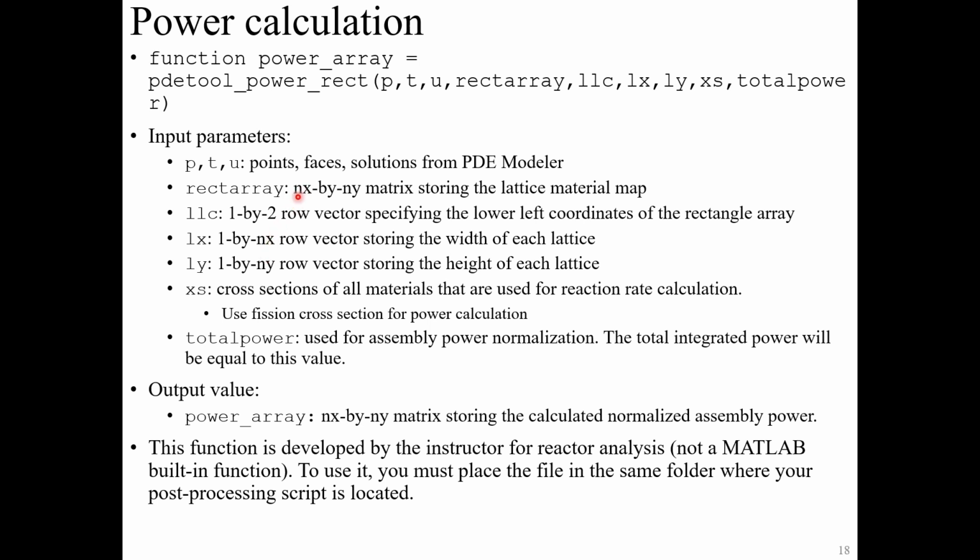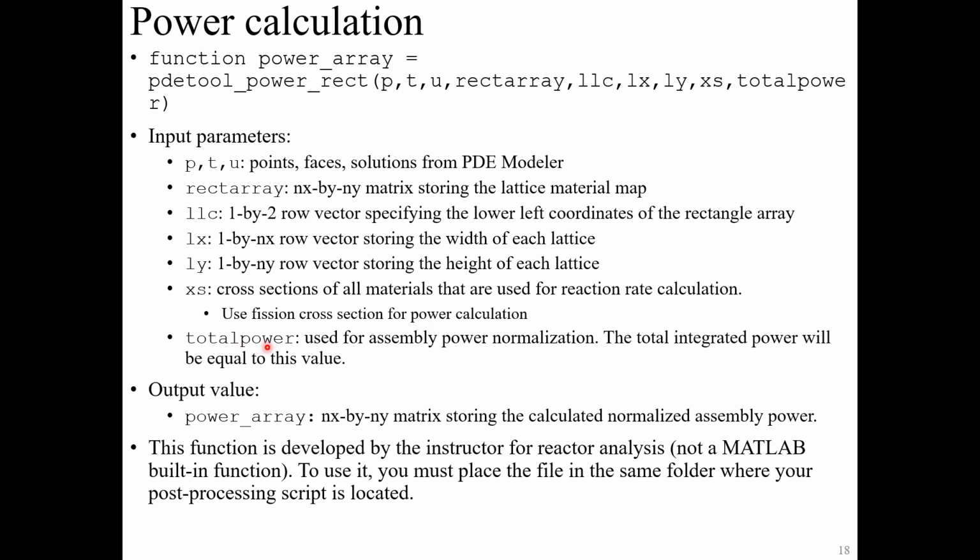Otherwise it may crash the calculation. Then ry is of size 1 by ny, a row vector storing the height of each lattice. Then xs is the cross section of all the materials, and the size will be n material by 2. We only calculate 2 energy groups.